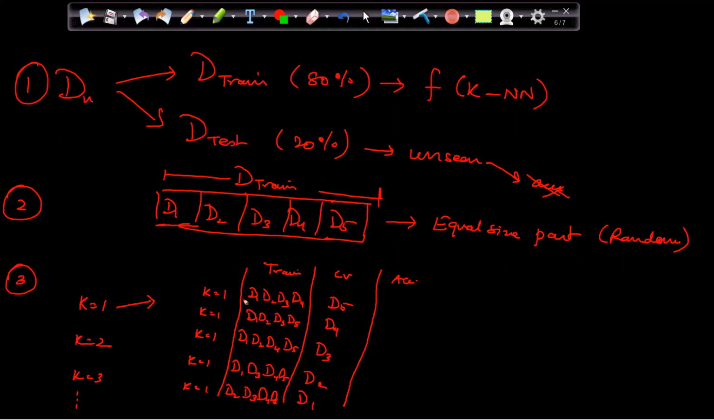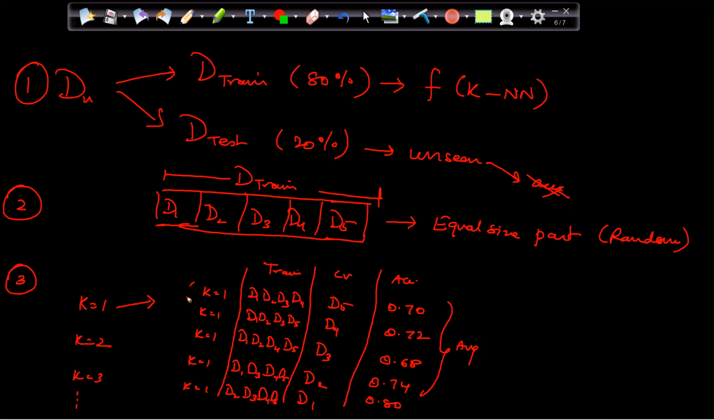Let's say in the very first iteration my accuracy comes out to be 0.70, right? In the second iteration, my accuracy comes out to be 0.72. In the third, let's say I'm getting 0.68. Fourth, 0.74. And in the fifth, I'm getting 0.80. So these are my accuracies when k is equal to 1, right? I'll take the average of these.